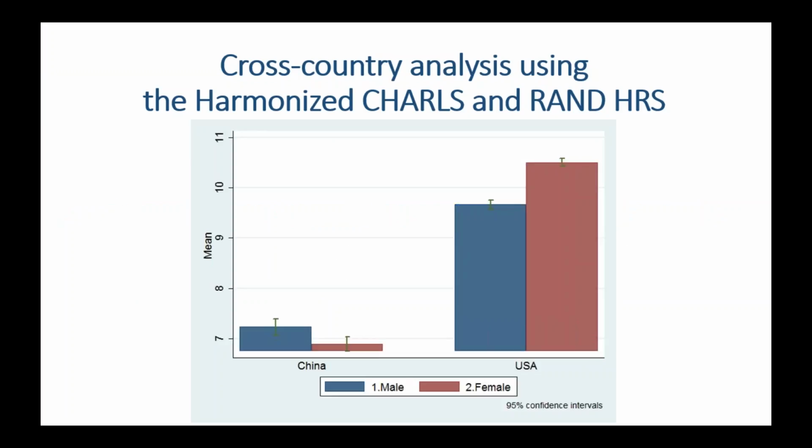So here's what this looks like graphically. What you can see is that, as we saw before, the US is higher, but one of the interesting things that we see is that this difference in the US is statistically significant. Females are higher on average in this age group, and in China it looks like males are on average a little bit higher, but not statistically significantly higher.